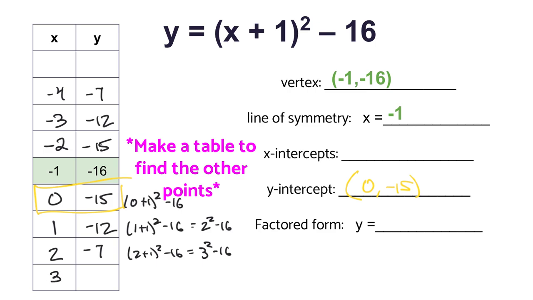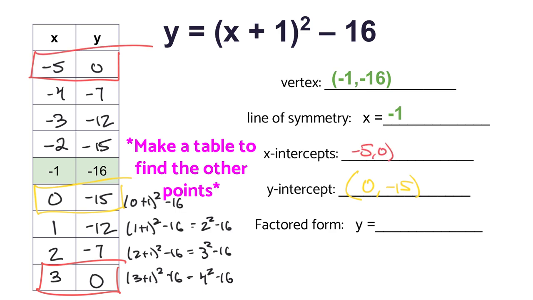And then at 3, you do 3 plus 1 quantity squared minus 16, which is equal to 4 squared minus 16. And you can see now this pattern that's occurring, 1 squared, 2 squared, 3 squared, 4 squared, as you move away from that vertex. 4 squared minus 16, that's equal to 0. So that means that negative 5, that's also equal to 0. And there you can now see you have your two x-intercepts. They're going to be at negative 5, 0, and also at 3, 0. And that is how you can find those key points just by using a table, essentially plugging in a bunch of values to find out what those points are.